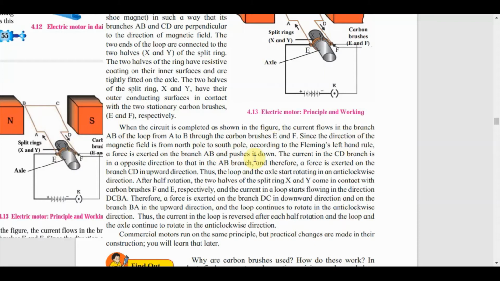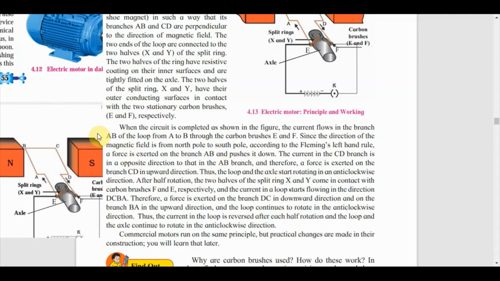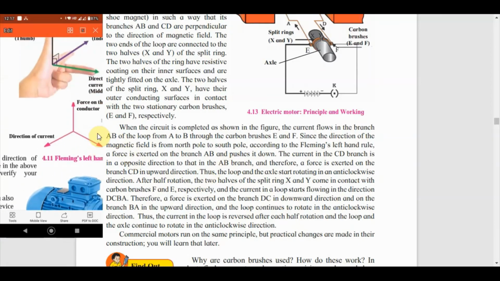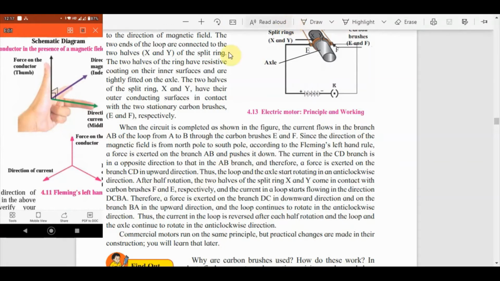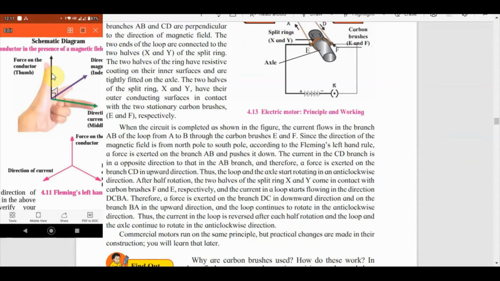Now see how it is. If you put your left hand on this, now see the direction of the current. The direction of the current is on the top side. Now I'll show you the diagram again. See here. Okay, in this diagram, if you put your fingers in the direction of the current, then you will find that your thumb will be directed downwards. Okay, thumb will be directed downwards. So see here, AB in the loop, A to B through the carbon brushes E and F.